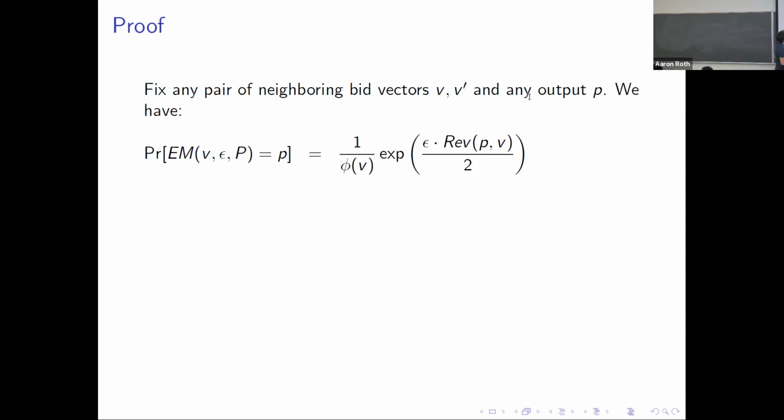So let's just compute. What is the probability that we output this price p? Well, we can just look up from the definition of the mechanism. The way I defined it, it literally just assigned the probability that we output price p. It was proportional to e to the epsilon times the revenue produced by price p.